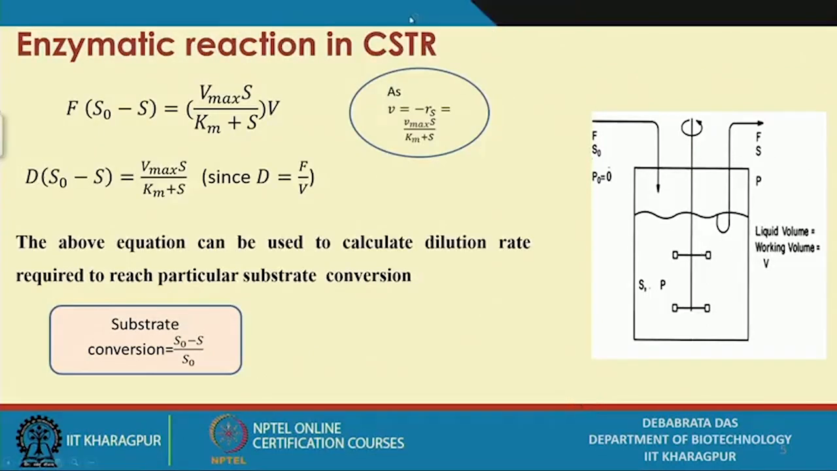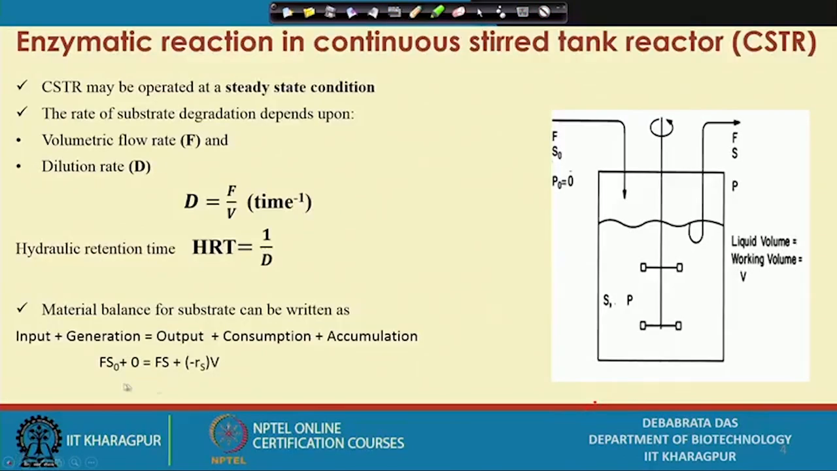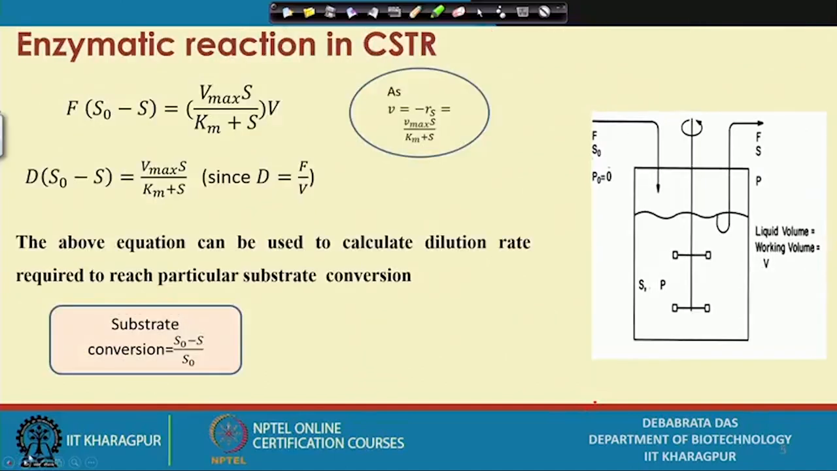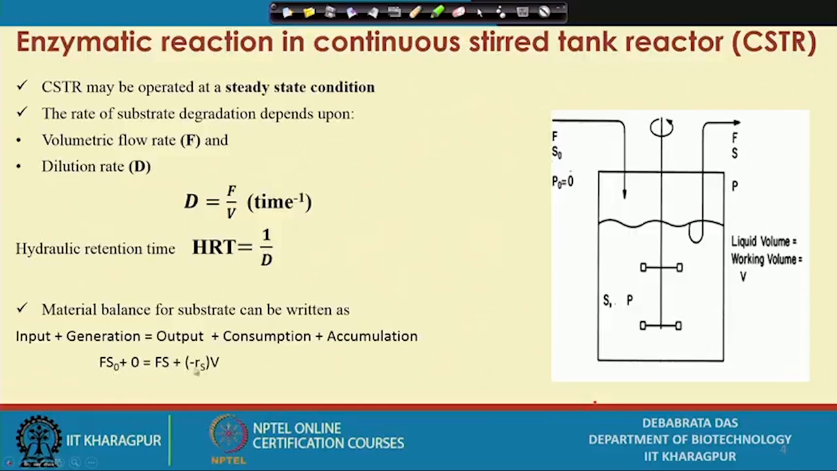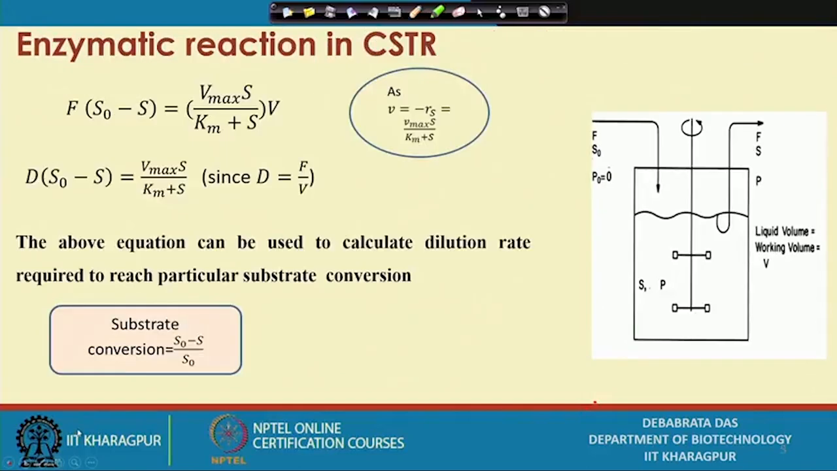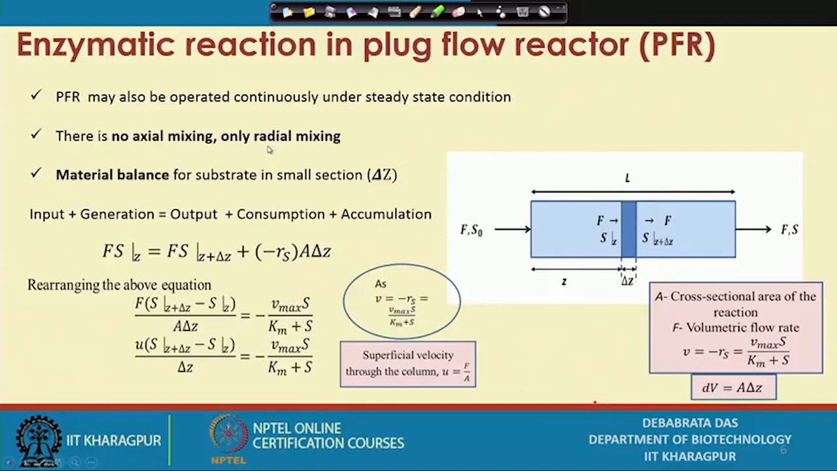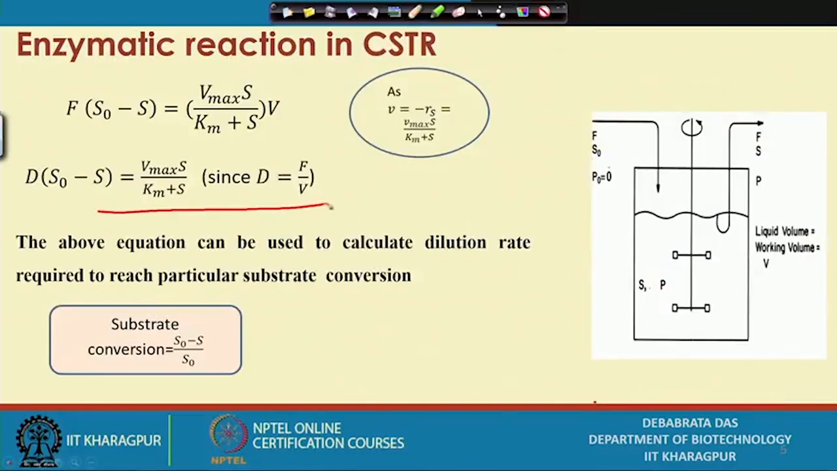Now, if you write this equation in this form, F into S0 equals F into S plus minus RS into V. RS is equal to velocity of reaction. What is velocity of reaction? This you can express as V max S divided by Km plus S. Now this is exactly what we have written here, so the final expression will be like this. The V I can take this side. So this will be D, the dilution rate, into S0 minus S equal to V max S divided by Km plus S.